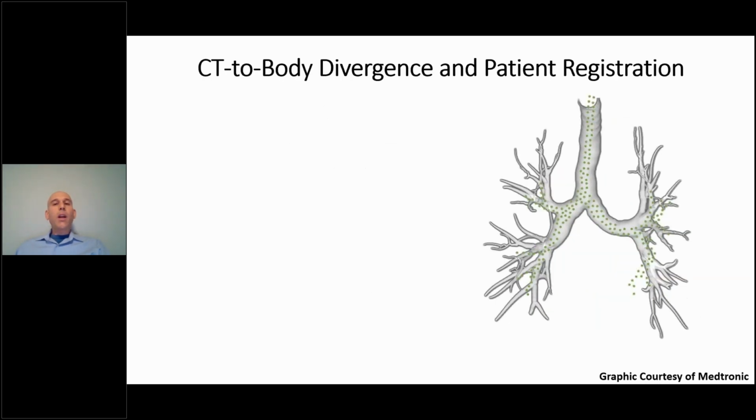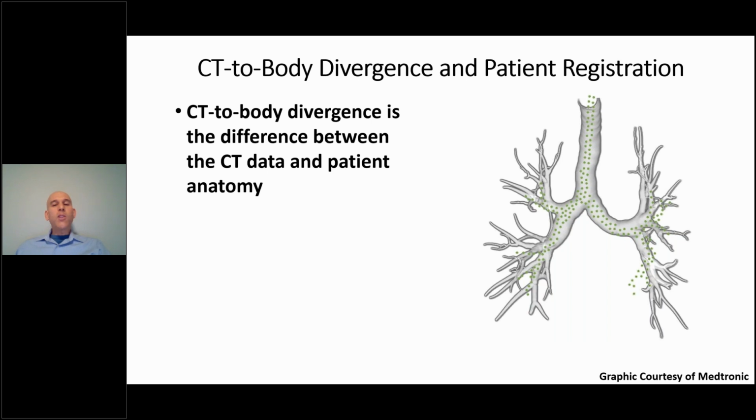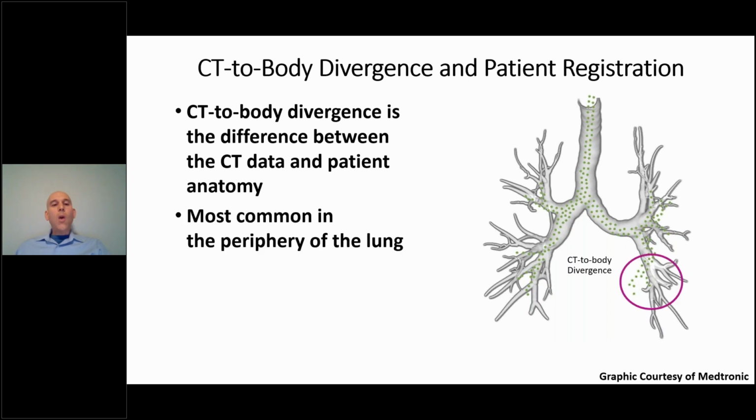But CT to body divergence occurs when there's a difference between where the CT scan says the lesion is and where the person's lesion is in real time. And we know this happens as we get further and further out into the periphery of the lung. There are more and more challenges where divergence occurs, the further away we get from the things we can see with our bronchoscope in the central airway. And we know that this really can impact how well and how technically successful our procedure goes.